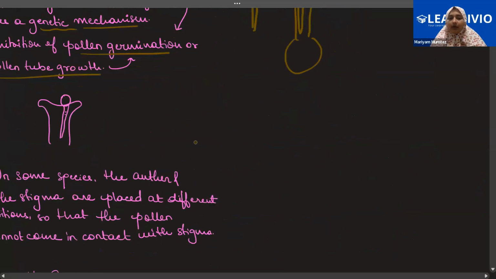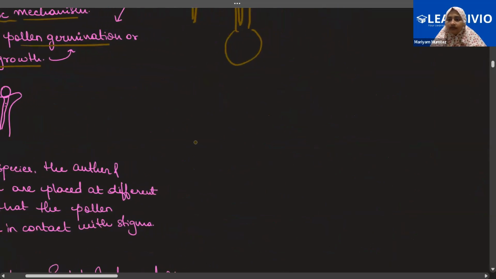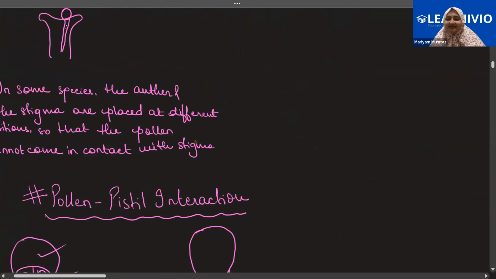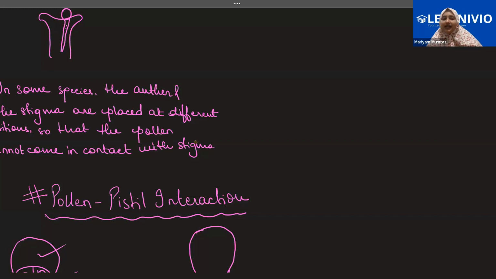Because ultimately when the pollens... How many more topics are left in this chapter? It is a long chapter. Very long. In my school, they finished the second chapter too. I am teaching you in depth. Did they teach like this? Nah.